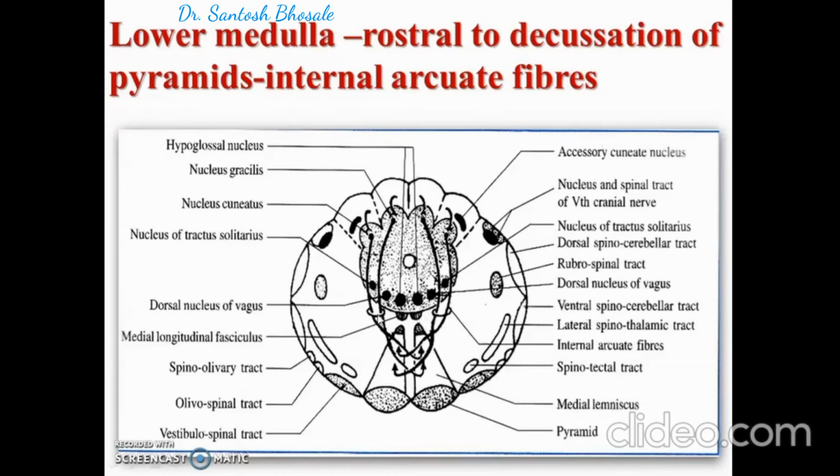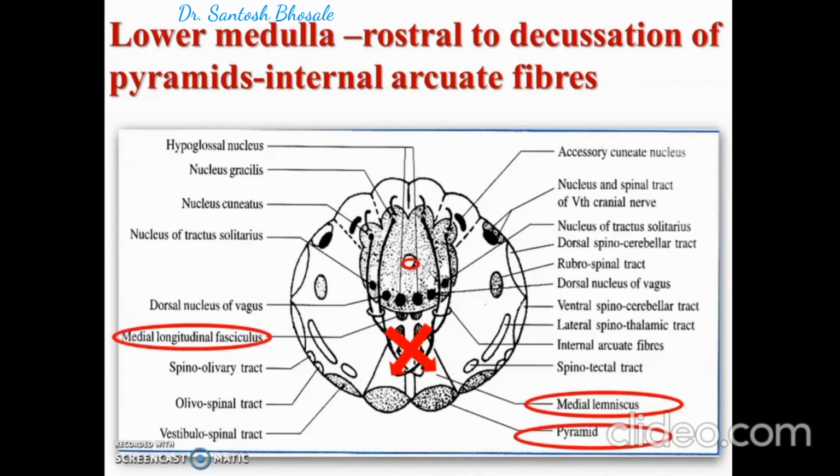They decussate in the anterior part in the form of medial lemniscus, behind the pyramid and in front of the medial longitudinal fasciculus, separating the spinal nucleus of trigeminal nerve from the posterior grey mass. The central canal is there, and you can see the decussation of the sensory fibers. Second order neurons carrying touch, pressure, vibration and perception form the medial lemniscus between the pyramid, that is the uncrossed pyramidal fibers, and the medial longitudinal fasciculus.